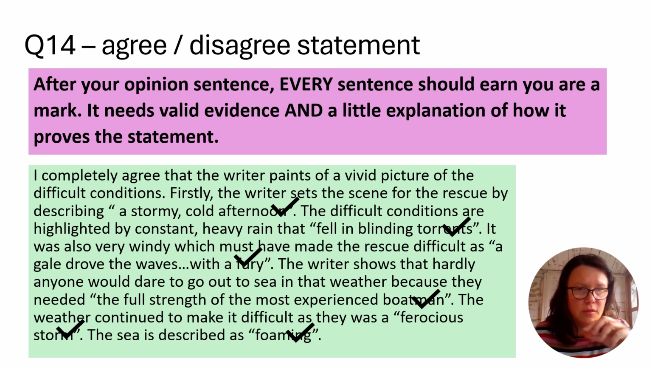So we've got stormy afternoon, and that is setting the scene for the rescue. We've got fell in blinding torrents, and we've said difficult conditions, heavy rain shows you know what that means. Very windy, which would make the rescue difficult, and it says a gale drove the waves with fury, so that's your third mark. The writer shows that hardly anyone would go out, and so you had to have an experienced boatman. The weather continued to make it difficult because it was a ferocious storm, and the sea is described as foaming, and so you can see here that in those 6 sentences there are 6 marks awarded, and that is simply what you need to do for the 10-mark questions on this paper.